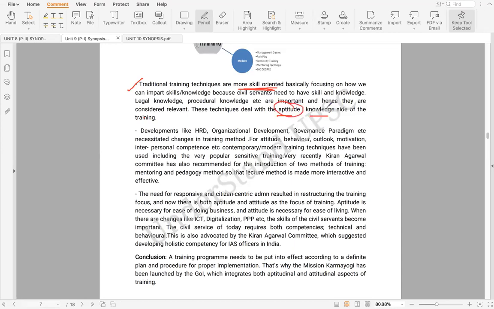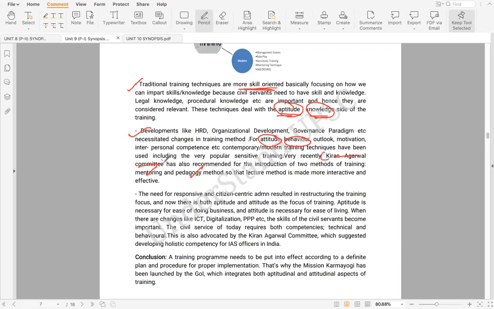We are trying to include only those keywords the question is asking, right? Developments like HRD, organizational development, a governance paradigm, etc. necessitated changes in the training method. So we have talked about the aptitude and knowledge. We also talk about the attitude and behavior, right? So attitude, behavior, outlook, motivation, interpersonal competence, etc. These are the contemporary and modern training techniques, such as the Kiran Agarwal committee has also recommended the introduction of two methods of training: mentoring and pedagogy methods, so that the lecture method is made more interactive and effective.